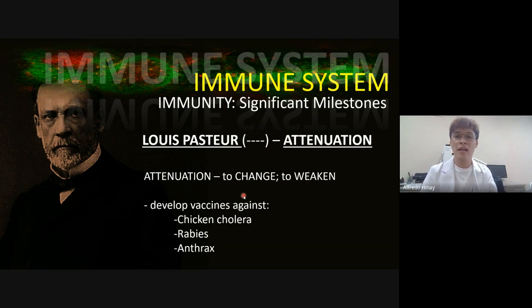The vaccines he developed were against chicken cholera, rabies, and anthrax. Cholera is a bacteria. Anthrax is also a bacteria, caused by Bacillus anthracis. Rabies is a virus under Baltimore's classification group number 5, which is single-stranded RNA.